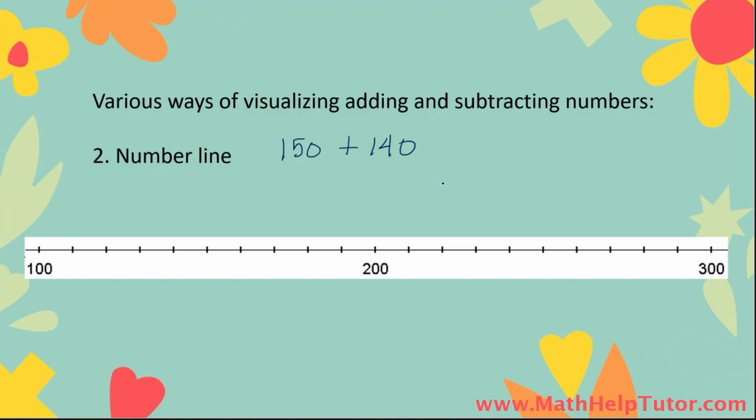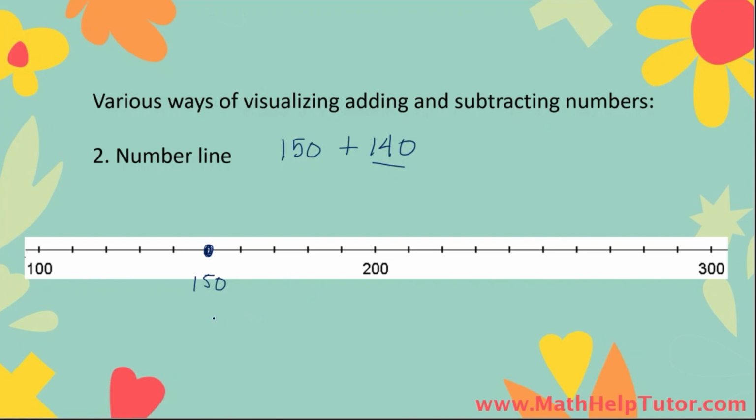So first what we do is, let's look for the number 150 in the number line. So if this is 100, and this seems to be increments of 10, so this is 110, 120, 130, 140, 150. So this is 150, and we are asked to add 140 to it. Now, what we can do is we can draw what we call jumps so that it's easier for us to count the result of 150 plus 140.